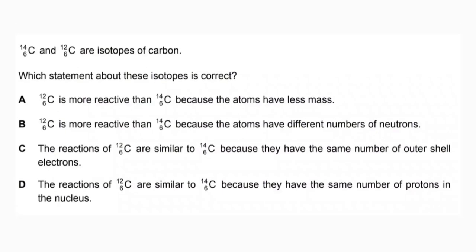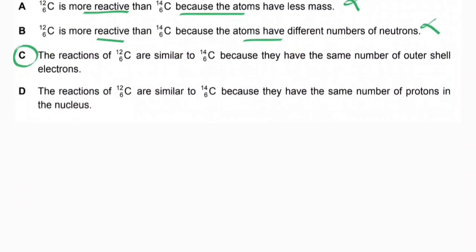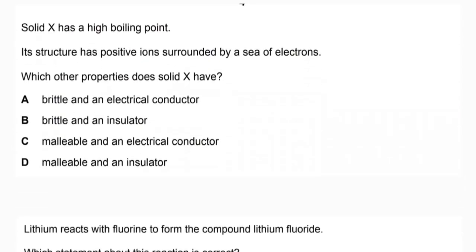Carbon-14 and carbon-12 are isotopes of carbon. Which statement about these isotopes is correct? I think it's again a similar question. It's more reactive. It cannot be more reactive. Their reactivity should be similar. More reactive than the other, cannot be more reactive. Its reactivity should be similar again. The reactions of carbon-12 are similar to carbon-14 because they have the same number of outer shell electrons. Again, the same question. All right, it has to be correct.